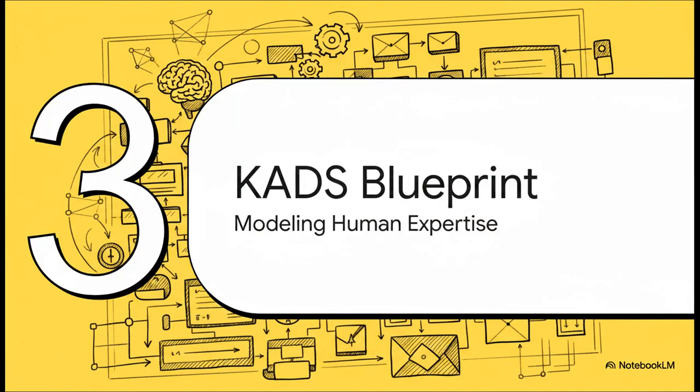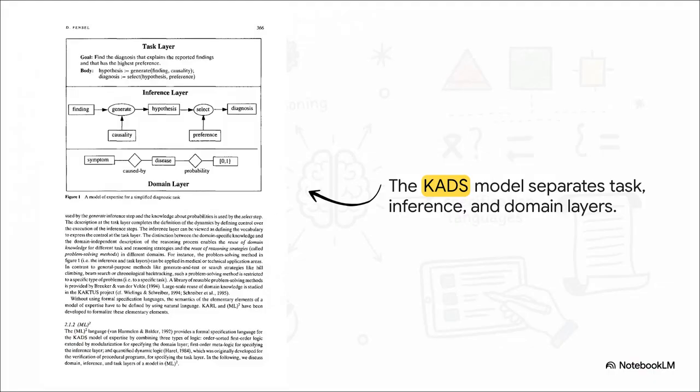Section 3. The CADS Blueprint. So CADS became one of the absolute most prominent frameworks used to actually model this human expertise into a structured format. Think of it as a beautifully clear, layered cake of reasoning. In a medical diagnosis scenario, it's split into 3 distinct layers. At the very bottom, we have the domain layer. This is your raw, static data, the symptoms, the diseases, the basic causal relationships.